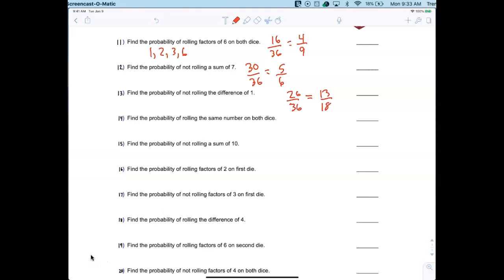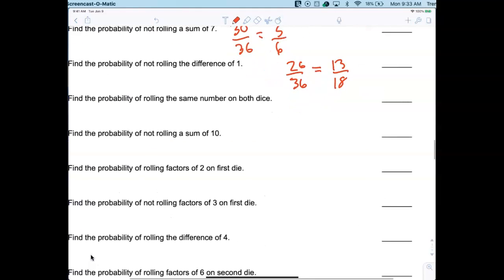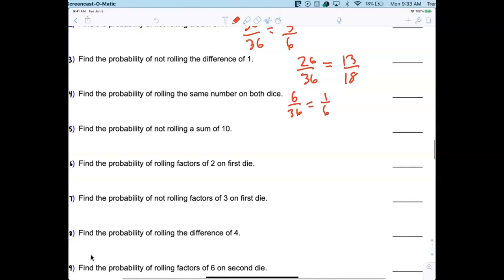So what's the probability of rolling the same number on each dice? That should be easy for us. 6, right? 1, 1, 2, 2, 3, 3, 4, 4, 5, 5, 6, 6, right? So that would be 6 out of 36, which is gonna occur 1/6 of the time.